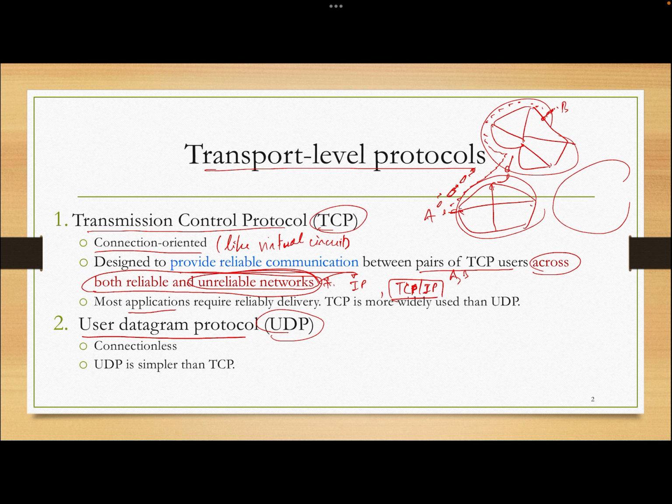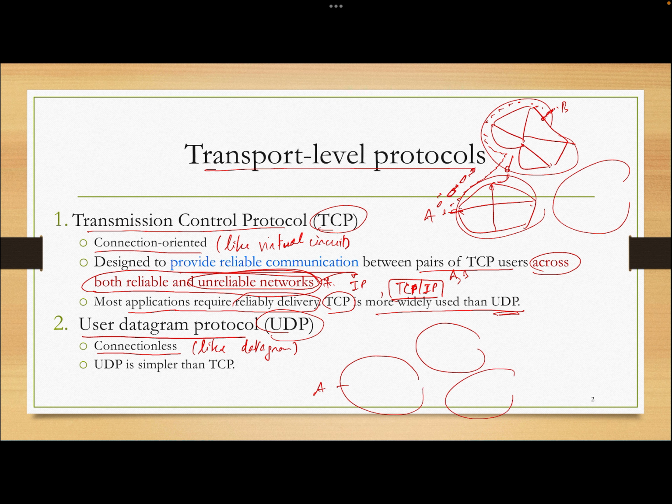Most applications require reliable delivery, so TCP is more widely used than UDP. Now, we also use UDP in some applications, especially real time. UDP is connectionless, so this is like the idea of datagram that we have talked about before in the packet switching network.